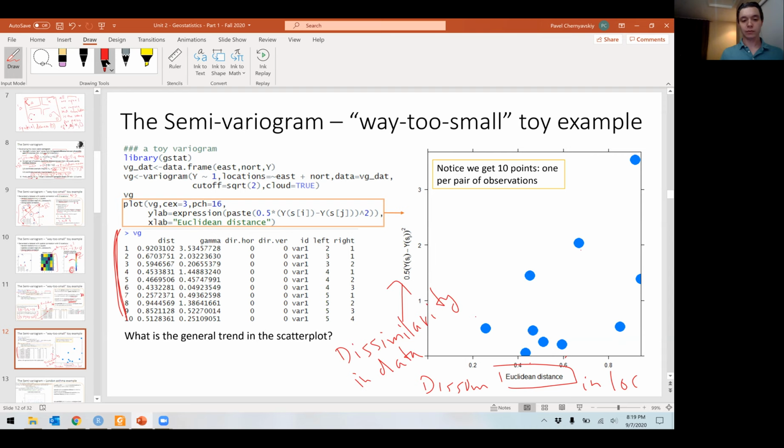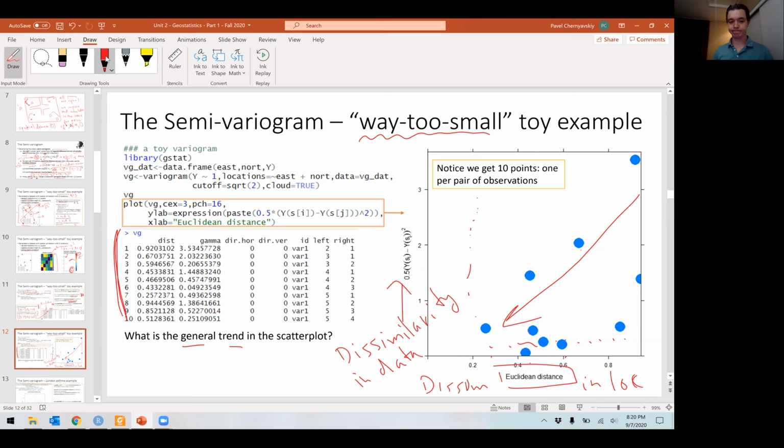So what is the general trend? And remember, this is way too small. We're going to do this for the London asthma example in just a second. But the general trend is up. As the dissimilarity in location increases, so does the dissimilarity in the data. You remember, that was my corollary of spatial correlation: as the distance between observations increases, so does the dissimilarity between them, and vice versa. Data that is near to one another is also more similar to one another. Spatial correlation.